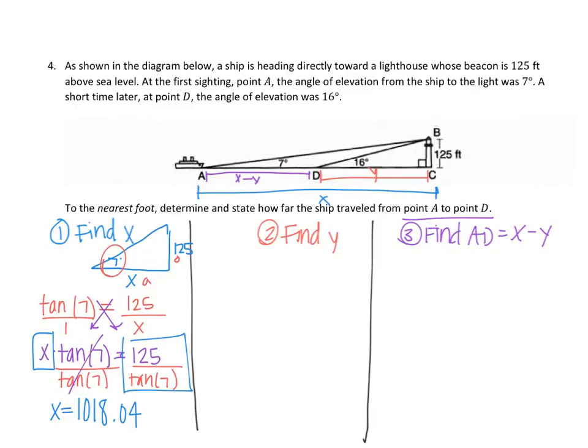Now for part 2, it says find y. So I'm going to sketch this picture again. My base this time is y. My height is 125, and my angle is now 16 degrees. So circle, label, and then start solving. So now this time again, tangent of angle 16 degrees equals opposite over adjacent, 125 over y. And then again, put tangent of 16 over 1 so that we can easily cross multiply.